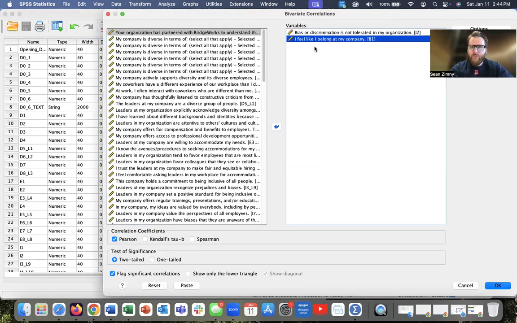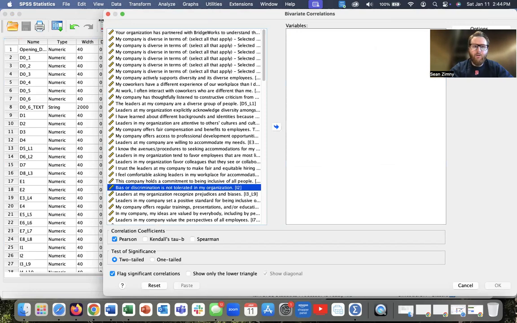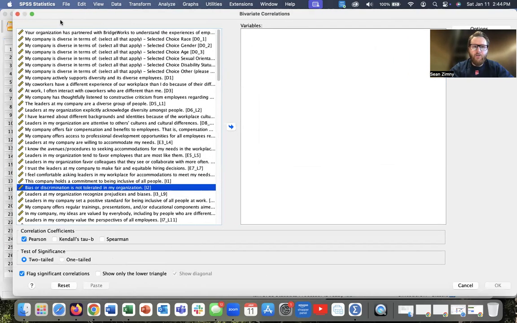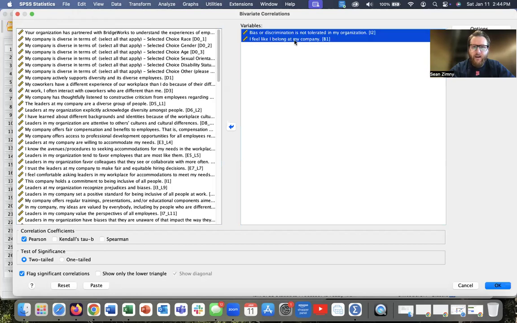I'm going to remove those two just so you can see the whole process. And I want to show you what a statistically significant relationship looks like first. Okay. So I'm going to look at, let's see, bias or discrimination is not tolerated in my organization, and then I feel like I belong at my company. Those are the two areas that I'm going to look at.